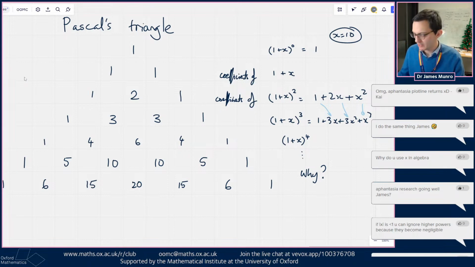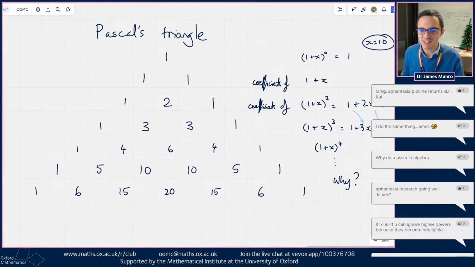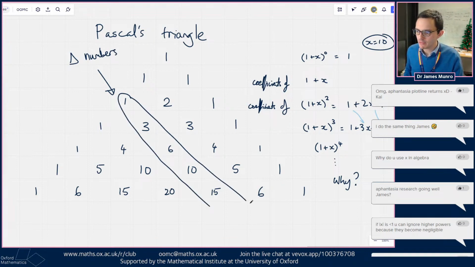Let's have a quick point. There are some triangle numbers over here. Do people know what triangle numbers are? Let me know in chat if you'd like a reminder of how triangle numbers work.